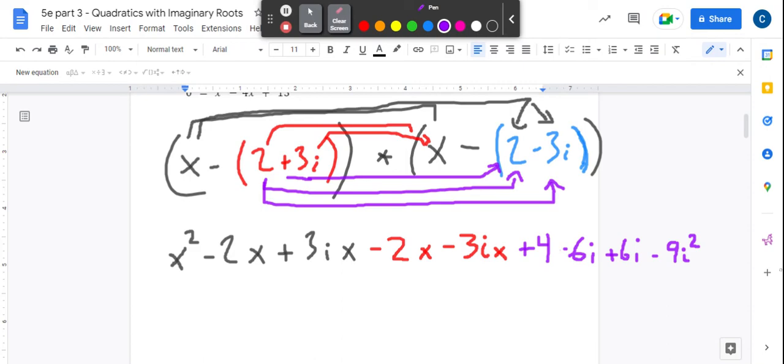It looks like a lot. Just take your time. No rush. Now, anything with an i is going to cancel out. Positive 3ix, negative 3ix, gone. Negative 6i, positive 6i, gone. Now we have negative 9i squared. Remember, what's i squared? i squared is negative 1. So negative 9 times i squared, really negative 9 times negative 1, is positive 9.